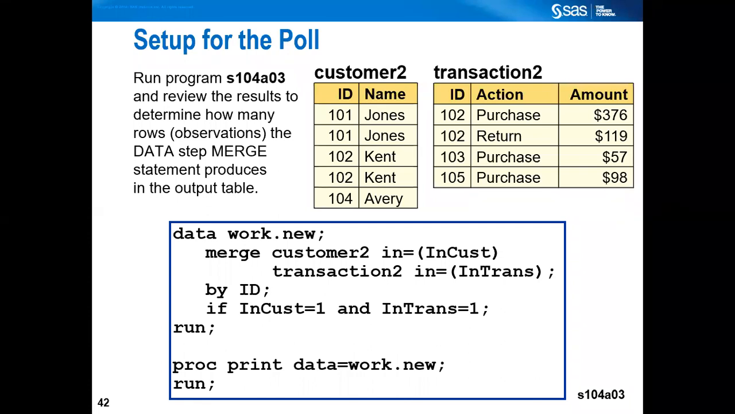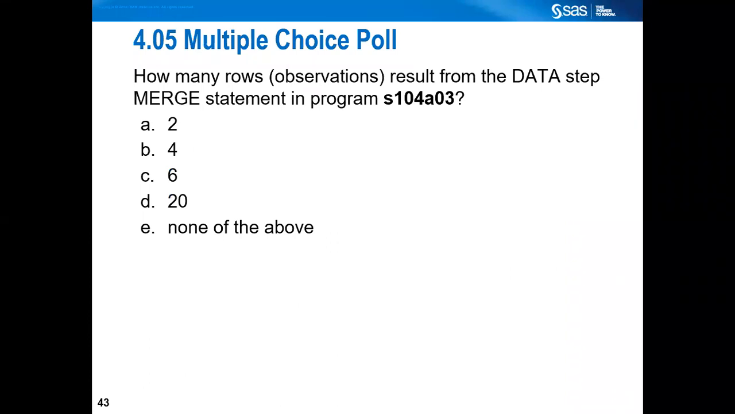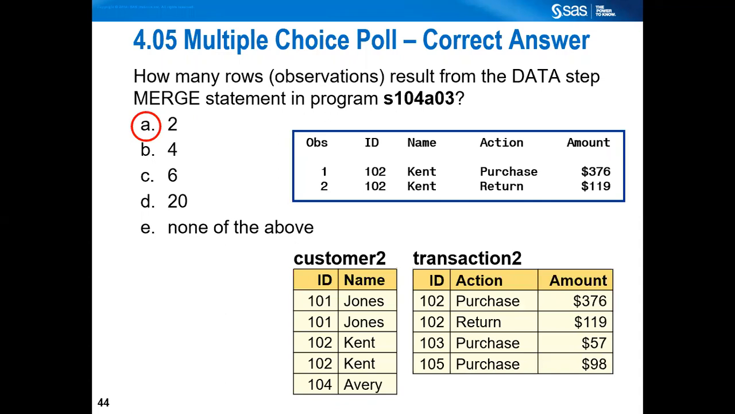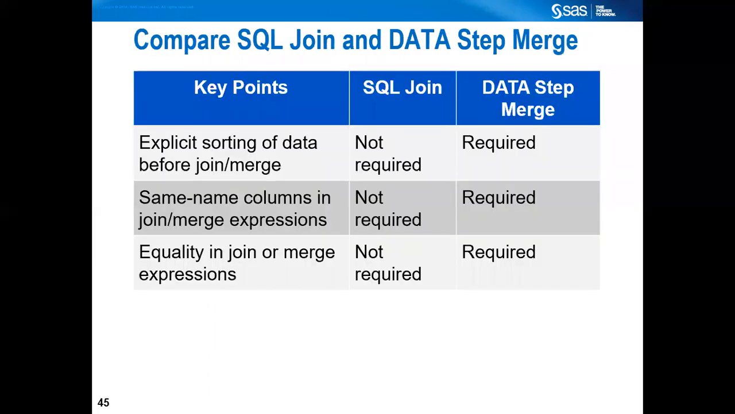Fine. Moving ahead, answer this poll. How many rows do you find in this data step merge? 2 rows. Yes, true. With the same code, how many rows did we have in the data step merge? 2 rows, yes. Absolutely. With SQL, you had 4 rows. It's because the default behavior of SQL is the Cartesian product.